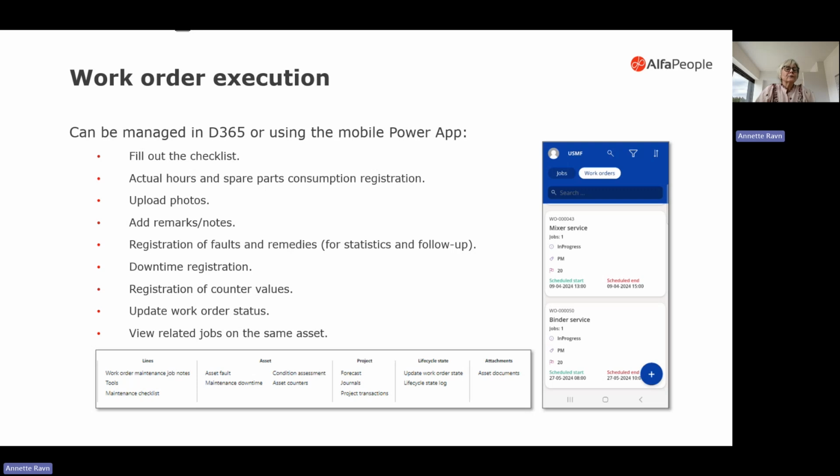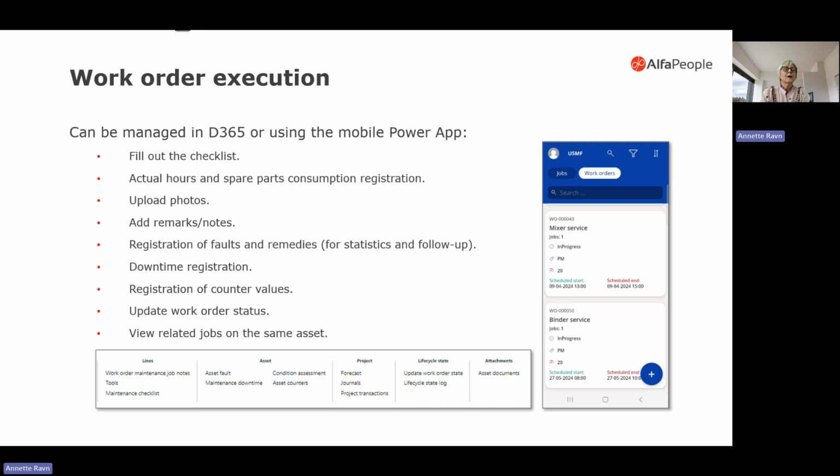You can also, through asset management, do downtime registration. If you do that, the system is able to calculate KPIs for you, like mean time between failure, availability. But again, it requires that you do your registrations. You can also do your registration of your counter values, for instance, a reading of the runtime hours or a reading of the mileage, which will then be used for projecting the next coming work order.